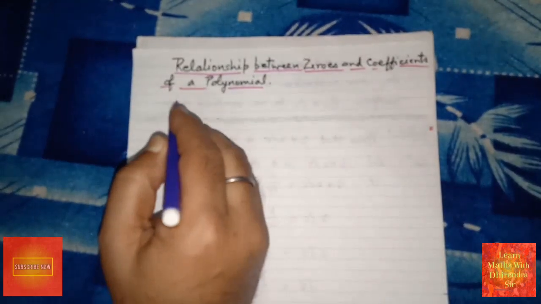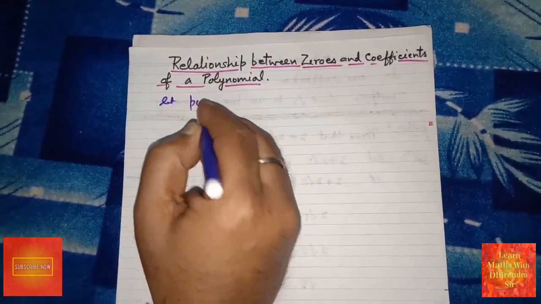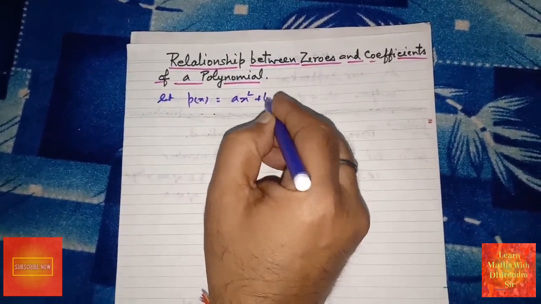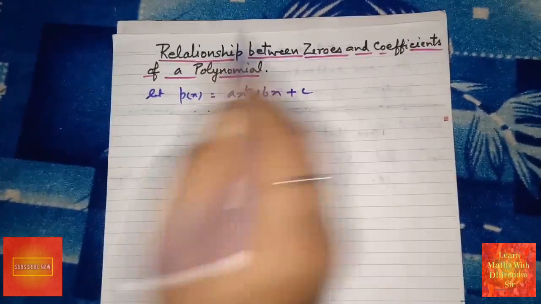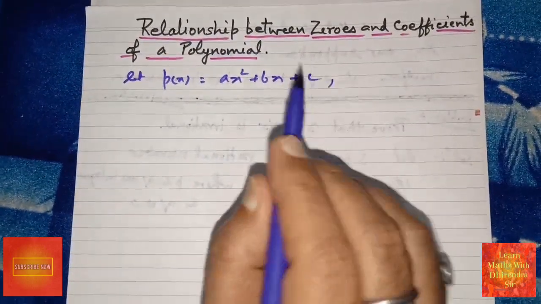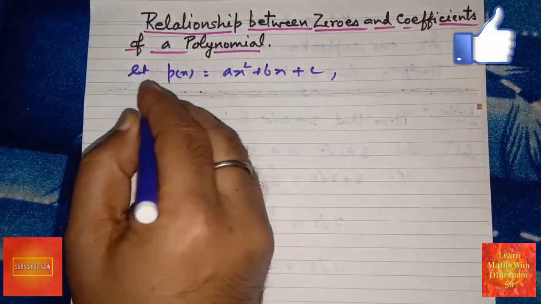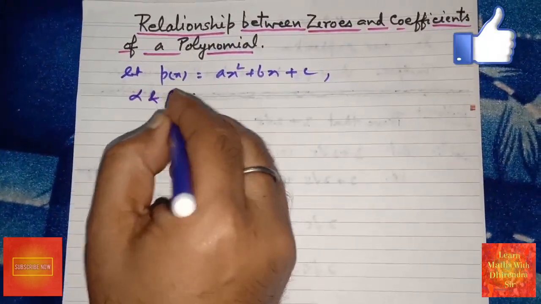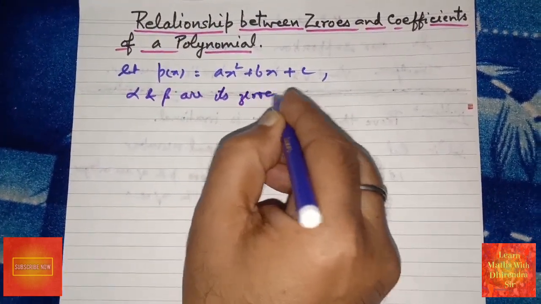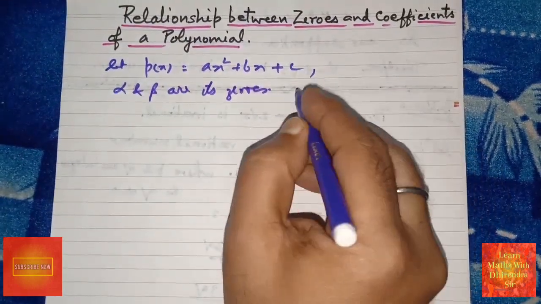Now, we will discuss a polynomial. Let a polynomial p(x) equal ax square plus bx plus c. You know very well ax square plus bx plus c is a quadratic polynomial, so it has two zeros. So suppose alpha and beta are its zeros. Alpha and beta are Greek letters.